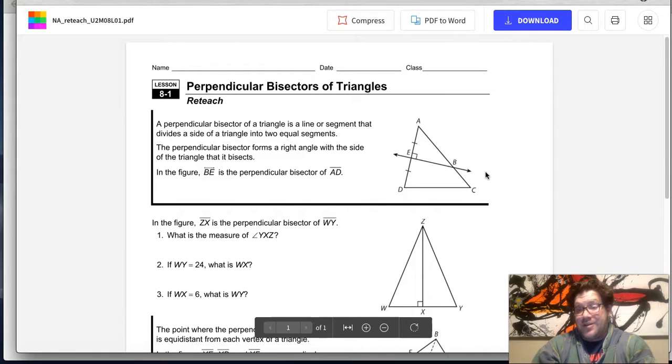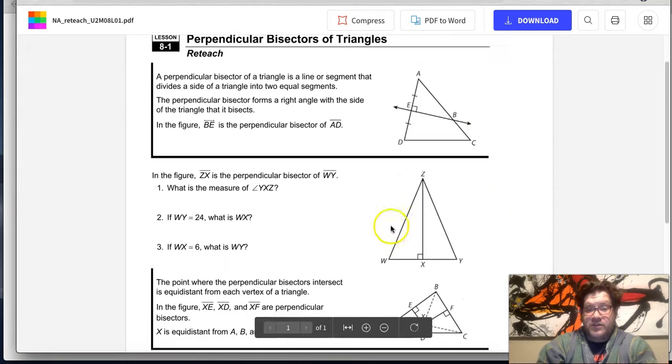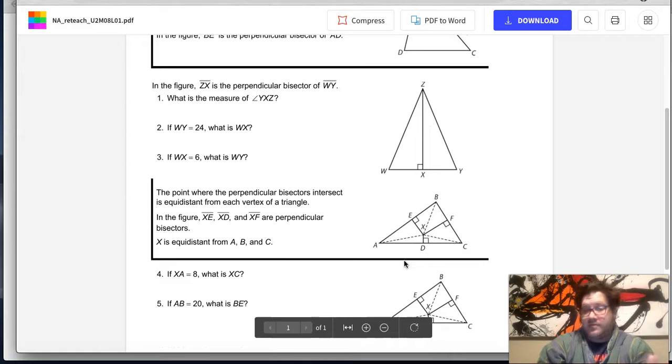Some of the things that come from that are pretty easy and make sense. Look at this. It says, if WY is 24, what is WX? Well, if this whole length is 24, what's this piece? It's half of it. So if this whole thing is 24, that's 12. Easy. Moving on.